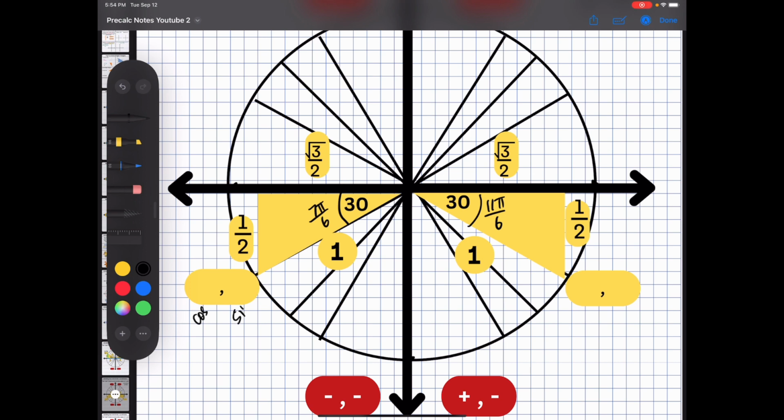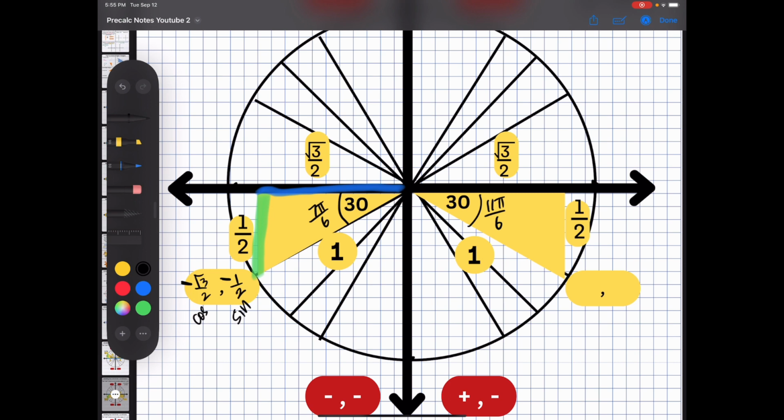To find cosine, I need the x value, which is radical 3 over 2. And to find the sine, I need the y value, which is 1/2. So radical 3 over 2, 1/2. And according to my signs, both the x and the y need to be negative in this quadrant. So I'm going to make this value negative and this value negative as well.